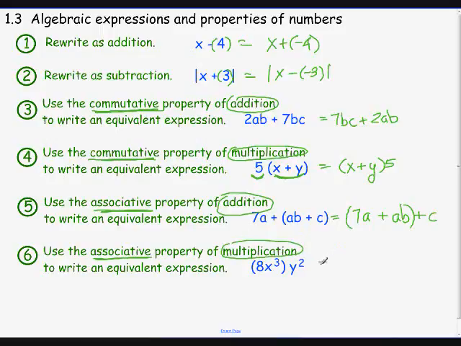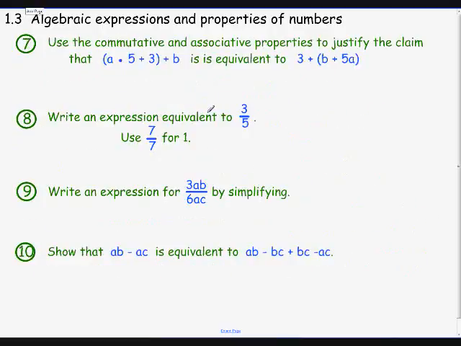Same principle. We're going to keep everything in exactly the same order. We're not going to use the commutative property. We're going to use the associative property. It associated the 8 and the x to the third. So we're going to change that to associate the x to the third with y squared. And keeping on with this.